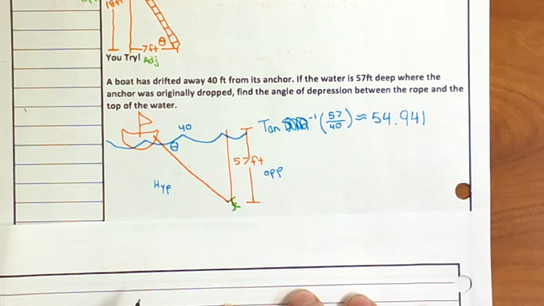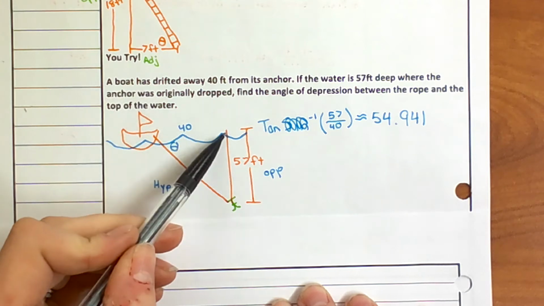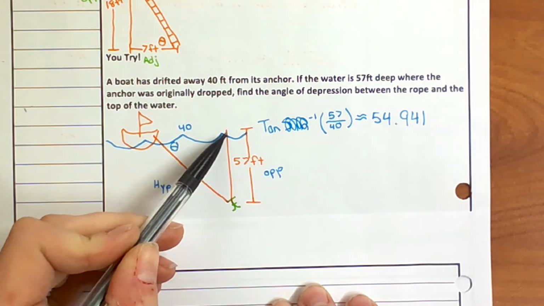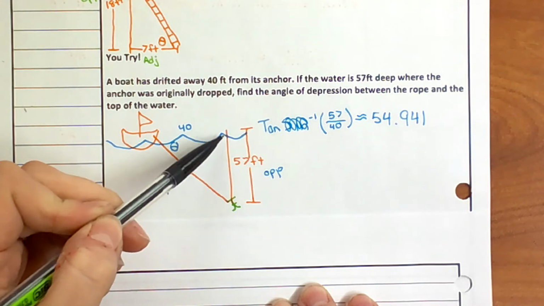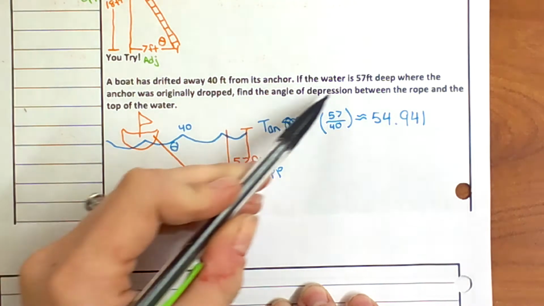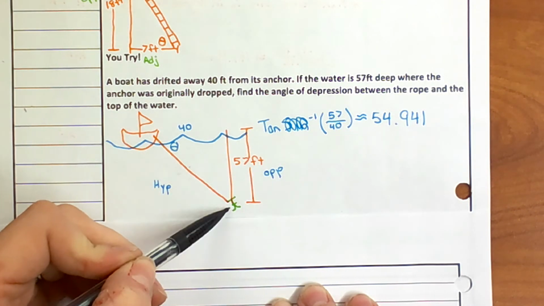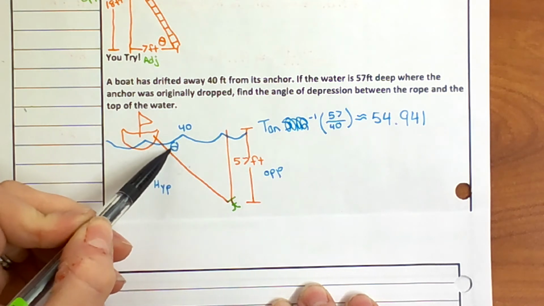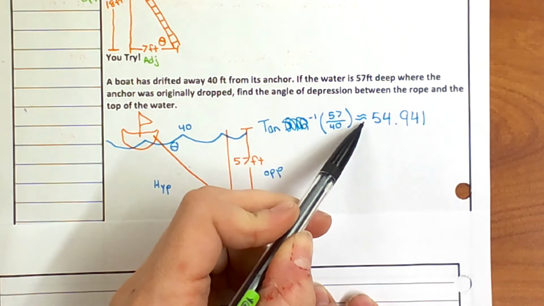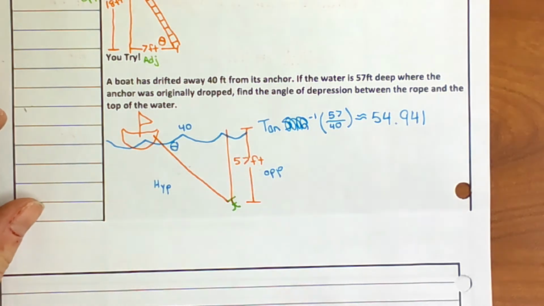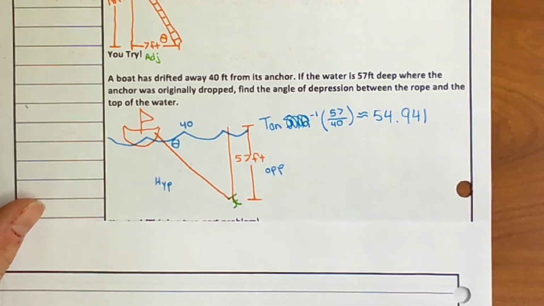On this one, I went ahead and did inverse of tangent. It says a boat has drifted 40 feet away from its anchor, so if it dropped its anchor over here and it moved 40 feet away, and the water is 57 feet deep from where the anchor was originally dropped, find the angle of depression between the rope and the top of the water. So here's my rope down to my anchor and the top of my water, so here's theta. Opposite over adjacent, I use tangent, and that gave me about 54.941. Again, pause the video and try the next one if you have not already.